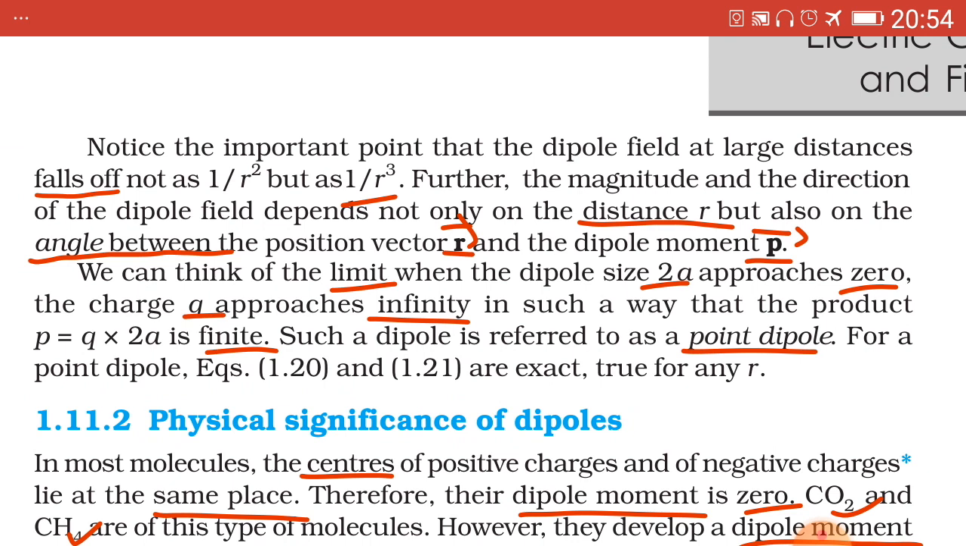The dipole field at large distances falls off as 1 upon r cube. 1 upon r cube is important, and not as 1 upon r square.